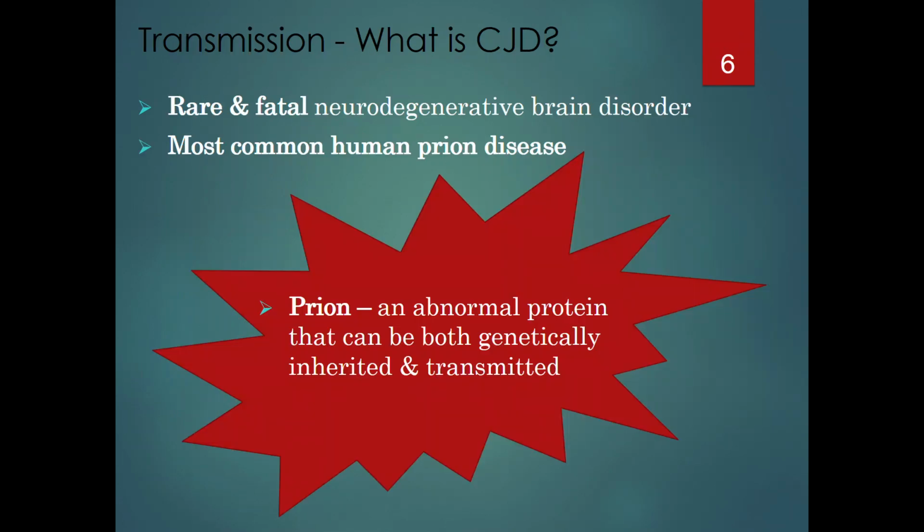CJD is a rare but fatal neurodegenerative brain disorder and the most common of the human prion diseases. A prion is an abnormal protein that can be both genetically inherited and transmitted through contact with infected tissues or bodily fluids. The abnormal prion protein accumulates within the brain, causing brain damage and leading to a range of symptoms, including dementia, muscle stiffness, and loss of coordination.